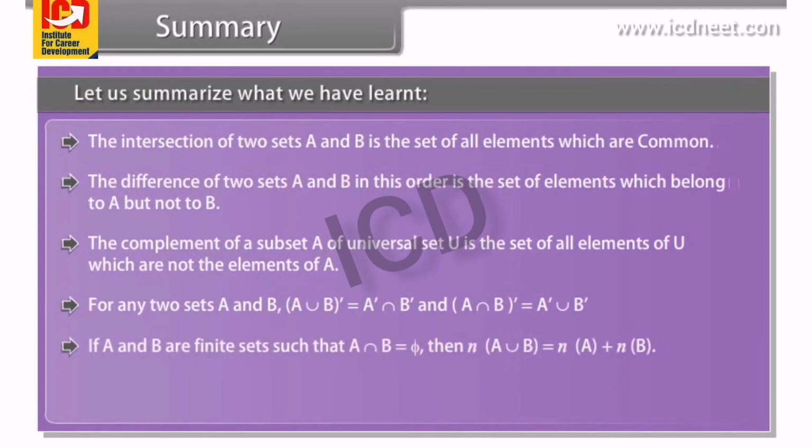If A and B are finite sets such that A intersection B equals phi, then n(A union B) is equal to n(A) plus n(B). If A intersection B does not equal phi, then n(A union B) is equal to n(A) plus n(B) minus n(A intersection B).